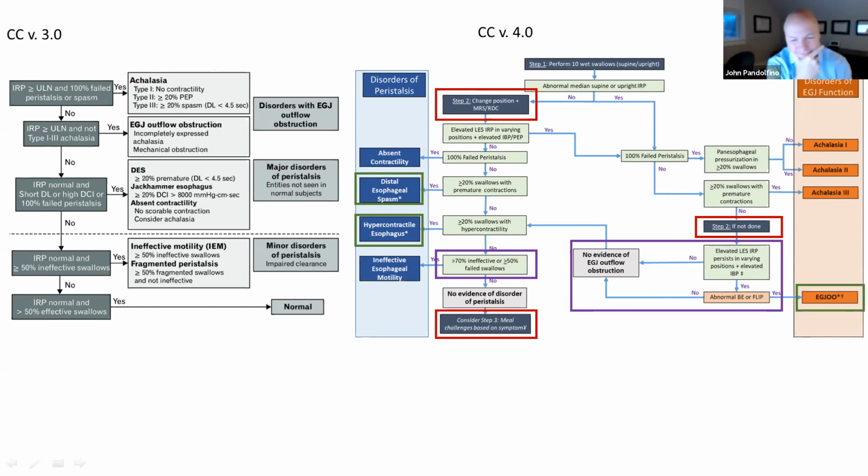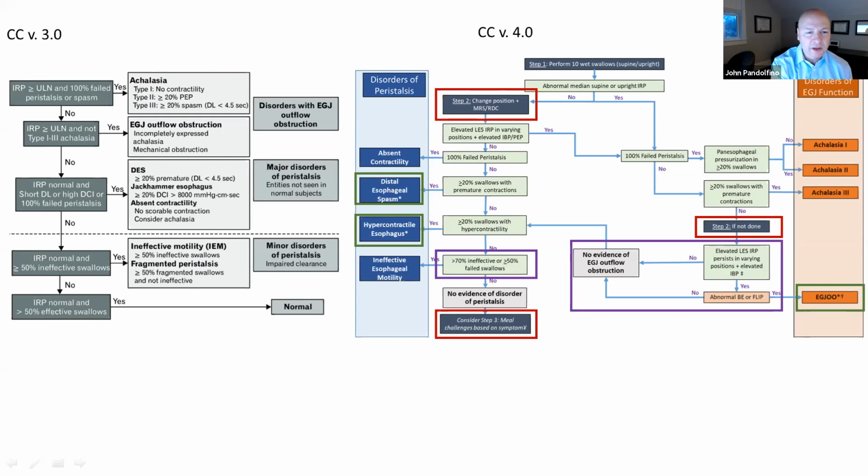Yes. And a critical update to the Chicago classification version 4 was within the disorders of esophageal-gastric junction function, and it was a clarification on what constitutes clinically relevant esophageal-gastric junction outlet obstruction. Can you elaborate on this and the other changes within this group of esophageal motility disorders?